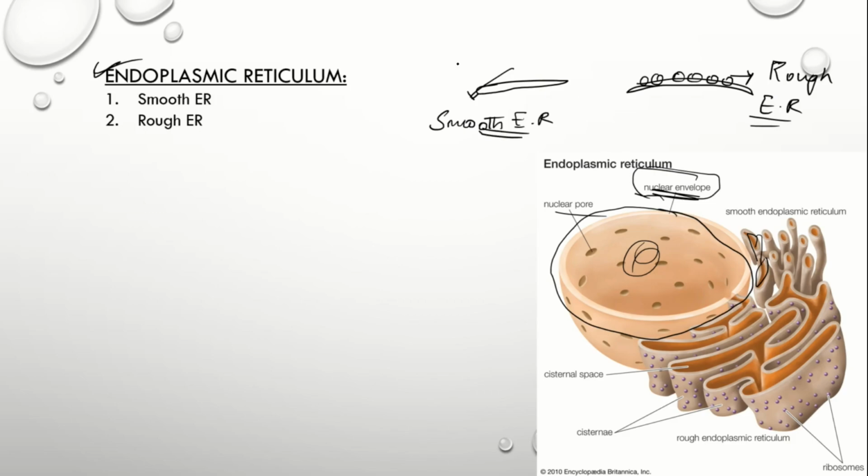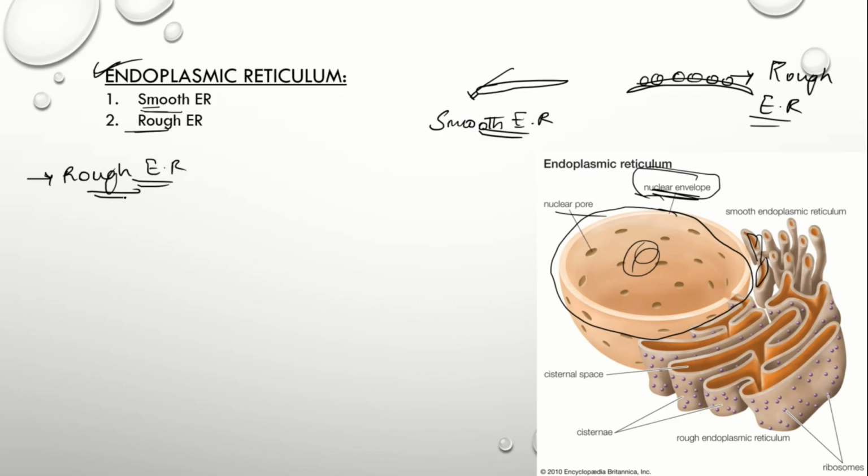Why will the presence or absence of ribosomes create such a huge difference? We will study that now. First, we can take the rough endoplasmic reticulum. The flattened tubules which extend from the nuclear membrane, attached to the cytosol, and which have a covering of ribosomes, are called rough endoplasmic reticulum.